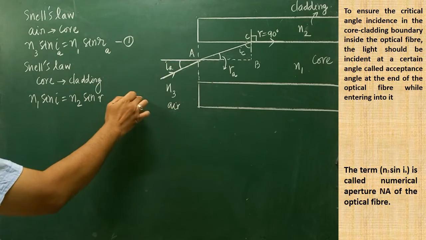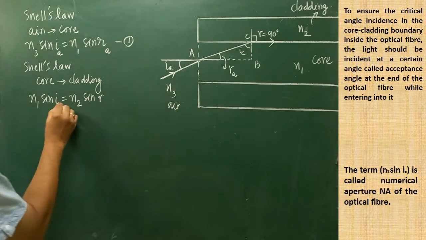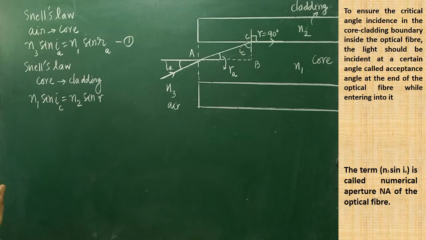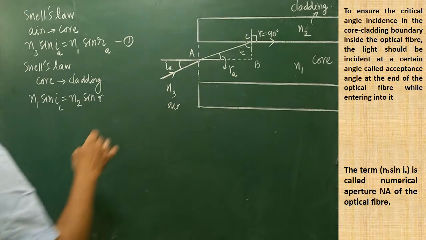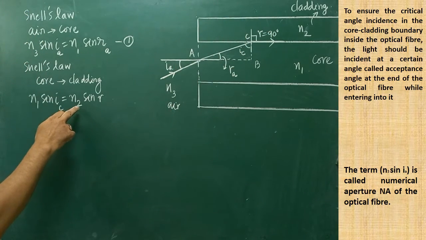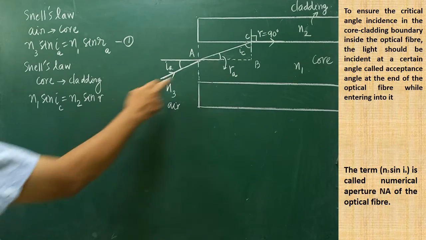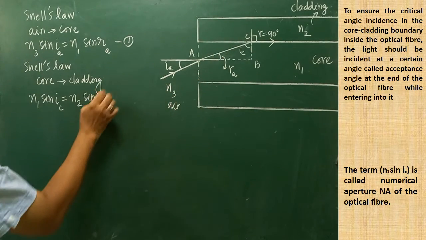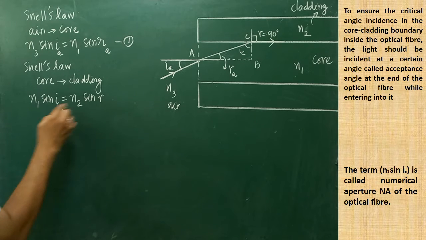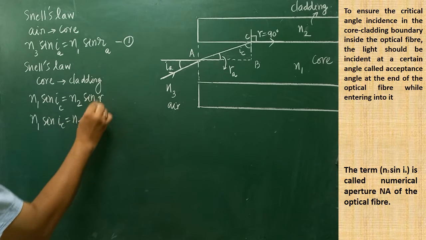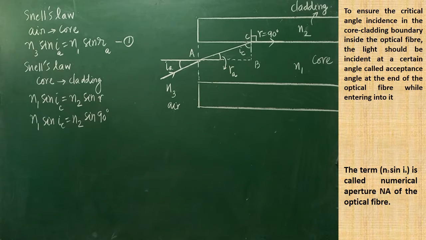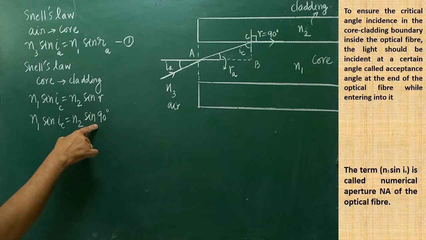Here the angle of incidence is IC, therefore it should be written as IC. The ray travels from here to there, so this one will act as the second medium. Therefore, as it is, you can write N2 here. But the angle of refraction is 90 degrees, therefore instead of R, we can substitute 90. In the next step: N1 sin IC equals N2 sin 90. We know very well that the value of sin 90 is 1, so we can replace this by 1.